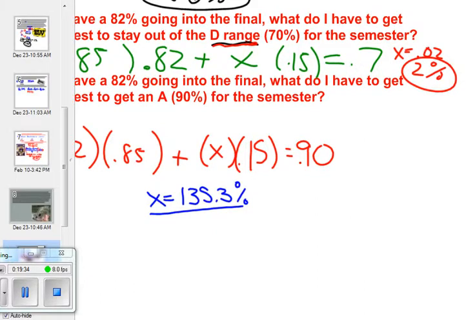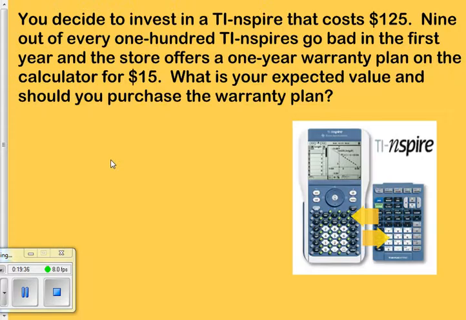Okay. So, let's do one more problem. You want to buy a calculator that costs $125. 9 out of every 100 goes bad in the first year. So they offer a warranty of $15. We want to find the expected value, but now we also want to figure out, should you purchase the warranty plan? Would it be a good idea? So let's set it up.